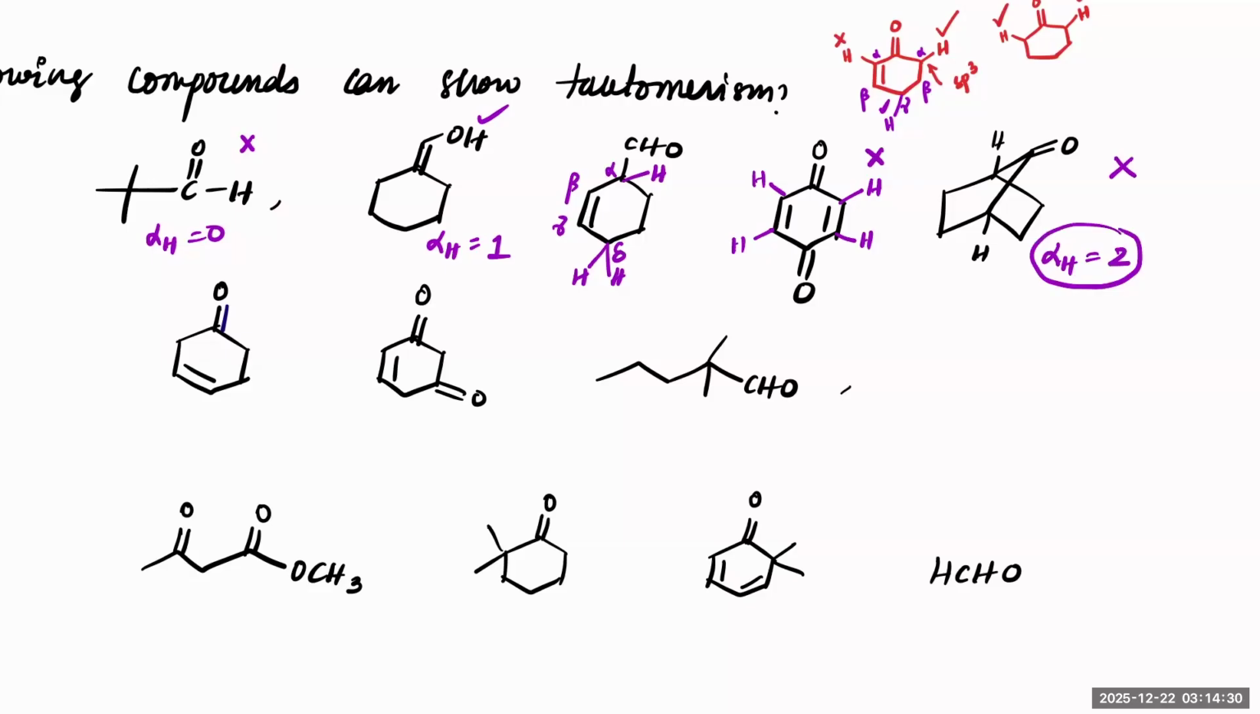So have you noticed, is it always necessary? Sorry, only if you have alpha hydrogen, right? Then only it can show tautomerism. Not necessary. Even if you have an alpha hydrogen, yet this is not able to show tautomerism.